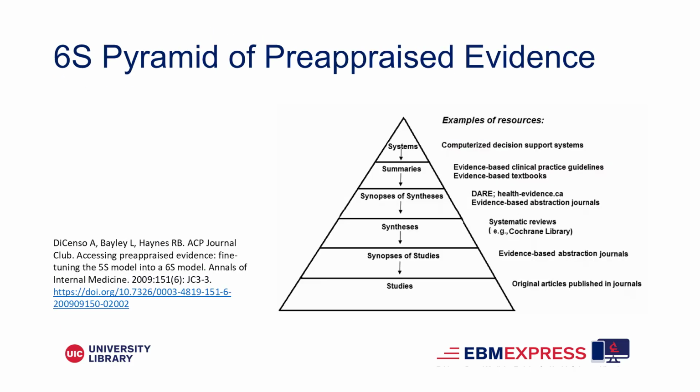What is important within any evidence taxonomy illustrating levels or hierarchies is that there is a distinction between the types of literature and synthesis of research reflective of the strength of the research. In terms of evidence, the synthesis of research studies is considered to provide higher evidence. Evidence synthesis, like systematic reviews and meta-analysis, are often used in establishing the standard of care or considered the gold standard of practice. DeCenso, Bailey, and Haynes further reinforce the value of synthesis of studies, synopsis of synthesis, and even summaries of evidence in their 6S pyramid of pre-appraised evidence.